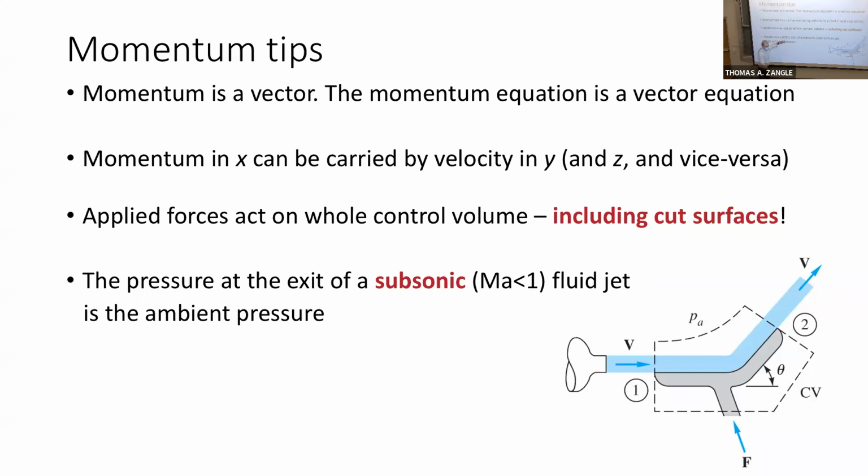So another thing, and we kind of glossed over this as well, but another concept here is that the pressure at the exit of a subsonic fluid jet is the ambient pressure. So what does that mean? If I have a garden hose and I'm spraying a stream of water, as long as I'm at subsonic speeds, right? I don't have some crazy garden hose. What we're saying is that the pressure within the fluid jet is the same as the ambient pressure.